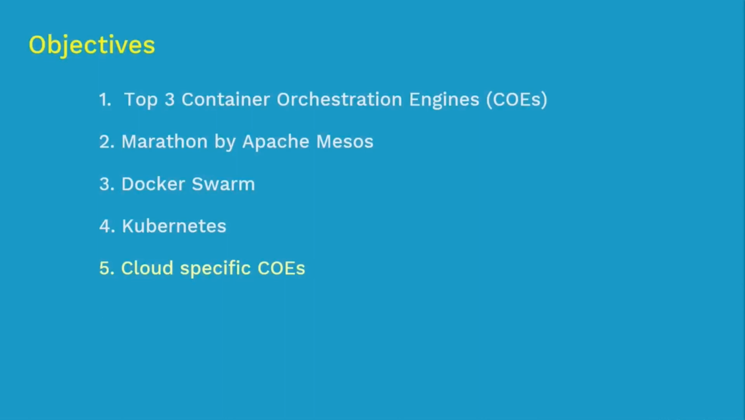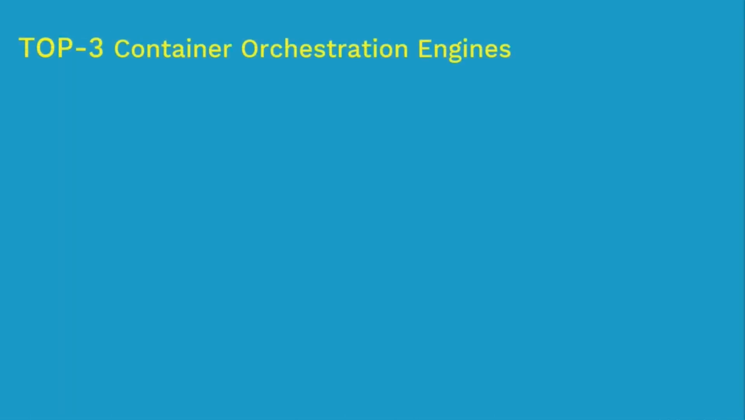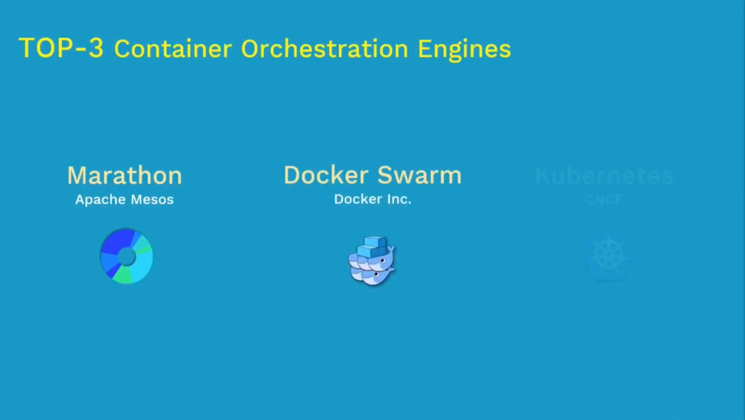And finally, we'll discuss about the way to choose right container orchestration engines based on your team size and number of containers. So these are some of the objectives of this video. And now let's get started with our first thing in this video, and that is what are the top 3 container orchestration engines. The top 3 container orchestration engines that we're going to discuss in this video are Marathon from Apache Mesos, Docker Swarm from Docker Inc., and finally, the gold standard of container orchestration engines, which is Kubernetes. First, let's get started with Marathon from Apache Mesos in next slide.